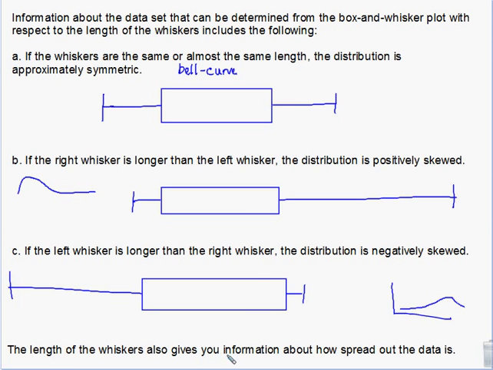Okay? And the length of the whiskers also gives us information about how spread out the data is. If the length of the whiskers is really short like that, we don't have a really far spread. But then if we have these really long whiskers, we have a really big spread. Because the whiskers tell us from our minimum to our maximum value. So that's why we can see how spread out the data is.